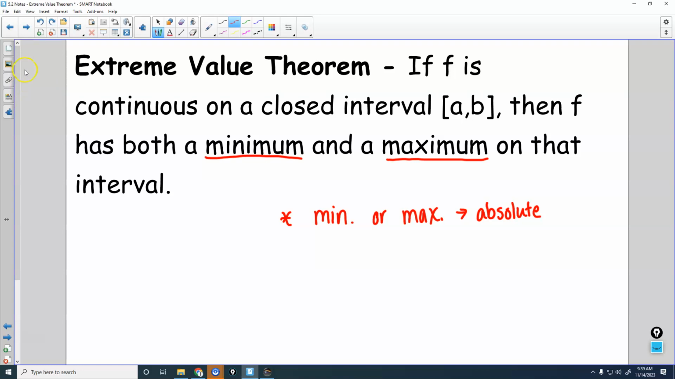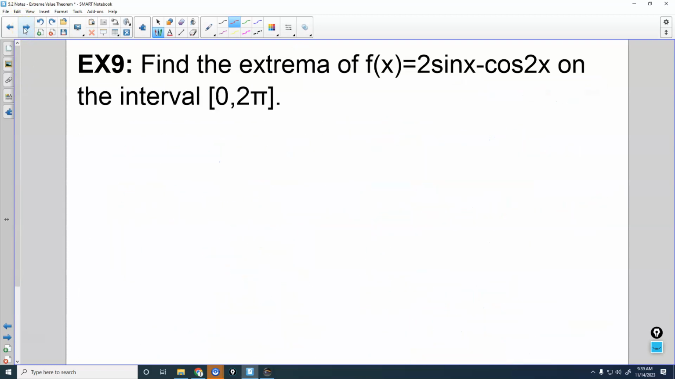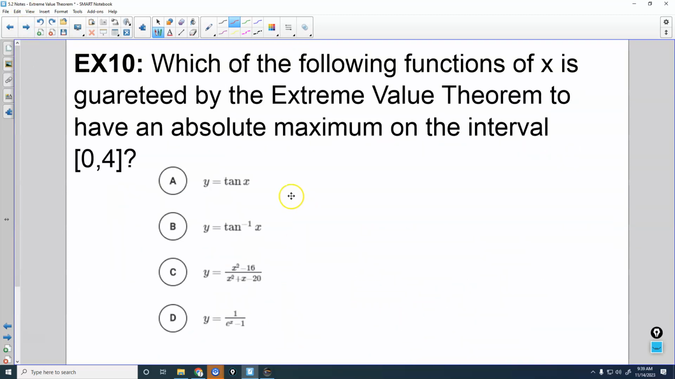It's got to be continuous, right? So when we look at this problem, what we're really looking at is, are these continuous on that interval from 0 to 4? So let's just start with C and D because they are easier to do, right? For C and D, if that denominator equals 0, they're not continuous, right?